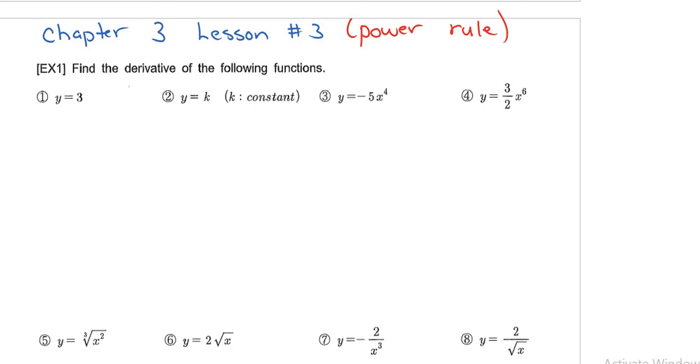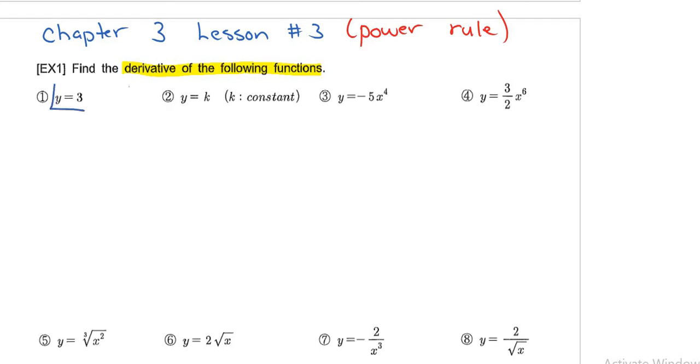I'm now moving on to Chapter 3, Lesson number 3, which covers the power rule. So for lesson number 3 here, we need to start off with example number 1, where we need to find the derivative of the following functions. Alright, so example number 1.